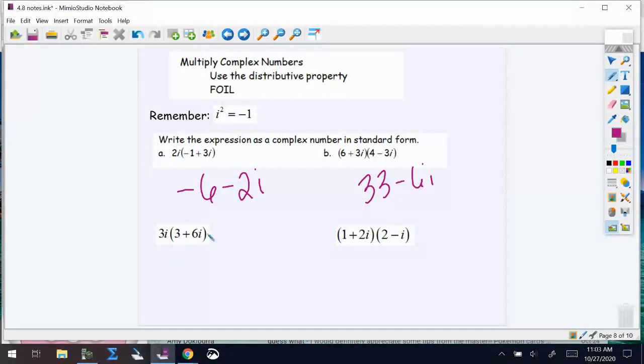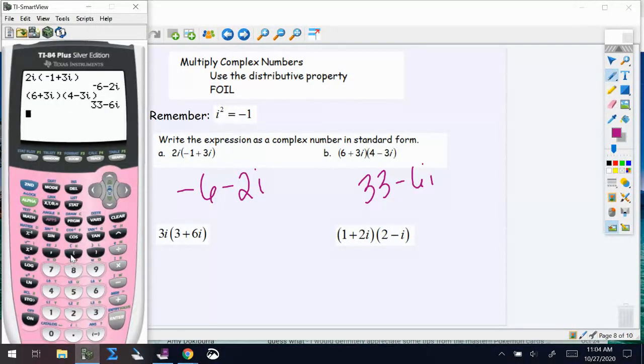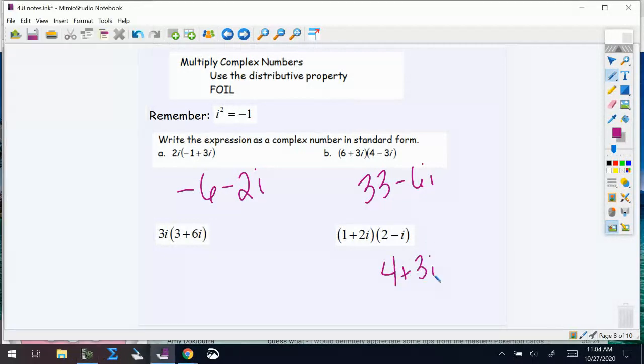Next one is just like one of the ones we did, so I'm going to skip over it just so you're not watching quite as much. Last one, I'll do the last one just so you can see it one more time. So 1 plus 2i. And again, make sure it's in parentheses appropriately. Make sure you're hitting the i button. 2 minus i. We get 4 plus 3i. So really quick, really easy.